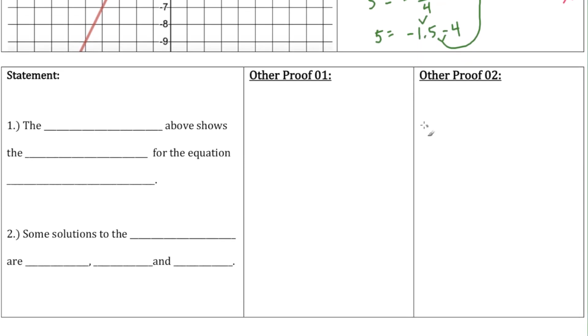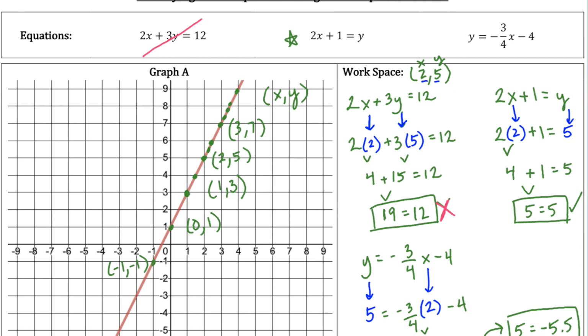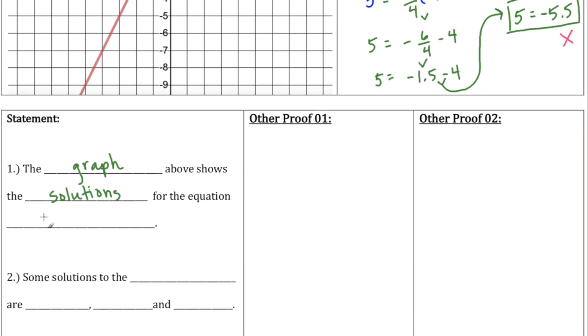So let's see. So this was a graph up here. So the graph above shows the solutions. So it shows the solutions for the equation. Which equation did it end up working? This one right here. Let me mark this one out before I forget. Okay. So the 2x plus 1 equals y.